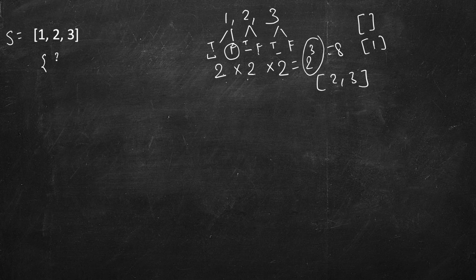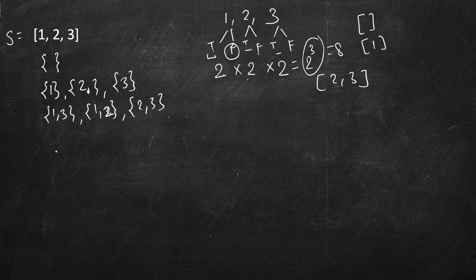So when we don't pick anything, this is the empty set. When we pick one of the elements, then it can be 1, 2 or 3. Then we pick 2 elements. Then we get 1, 3, 1, 2 and 2, 3. When we pick all of the 3, we get 1, 2 and 3. So these are all the possibilities, and if you count them, 1, 2, 3, 4, 5, 6, 7, 8. So that comes out to be 8 as expected.